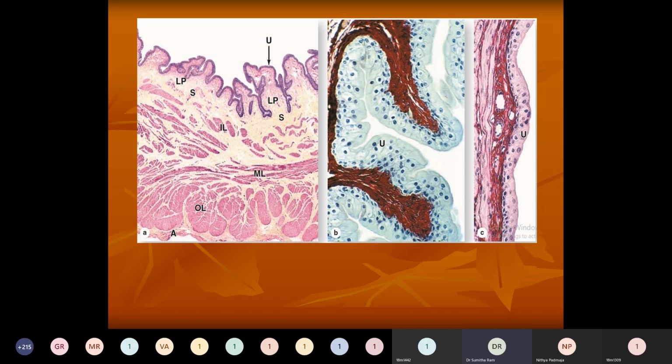Now this is the histology of the normal bladder epithelium. This is the transitional epithelium, which is called the urothelium. This is the lamina propria, this is the muscularis mucosae, and this is the muscularis propria. Now this is a special stain just trying to describe the urothelial cells, and here you can see the flat epithelium of this urothelium.